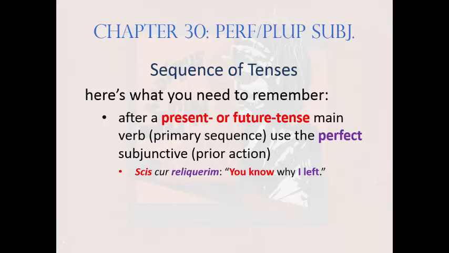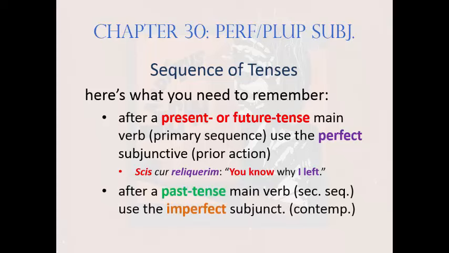Reliquerim is perfect. But if the main verb is past tense, thus the sentence is in secondary sequence, and the subjunctive verb in the clause shows contemporaneous action, use the imperfect subjunctive in the clause. For instance, scivisti cur relinquerem. You knew why I left. Relinquerem is imperfect. This whole part of the chapter comes down to this fact.